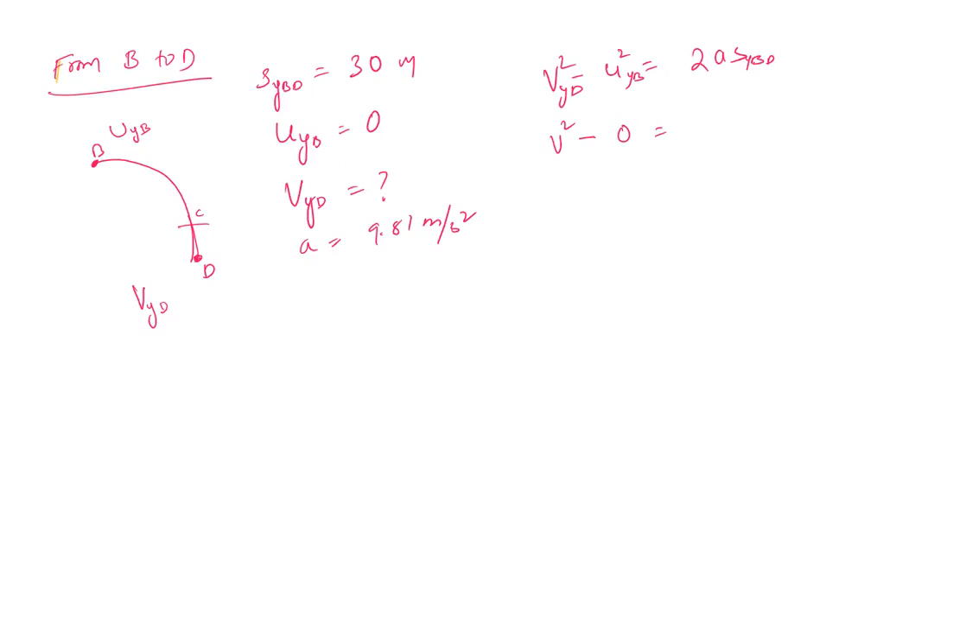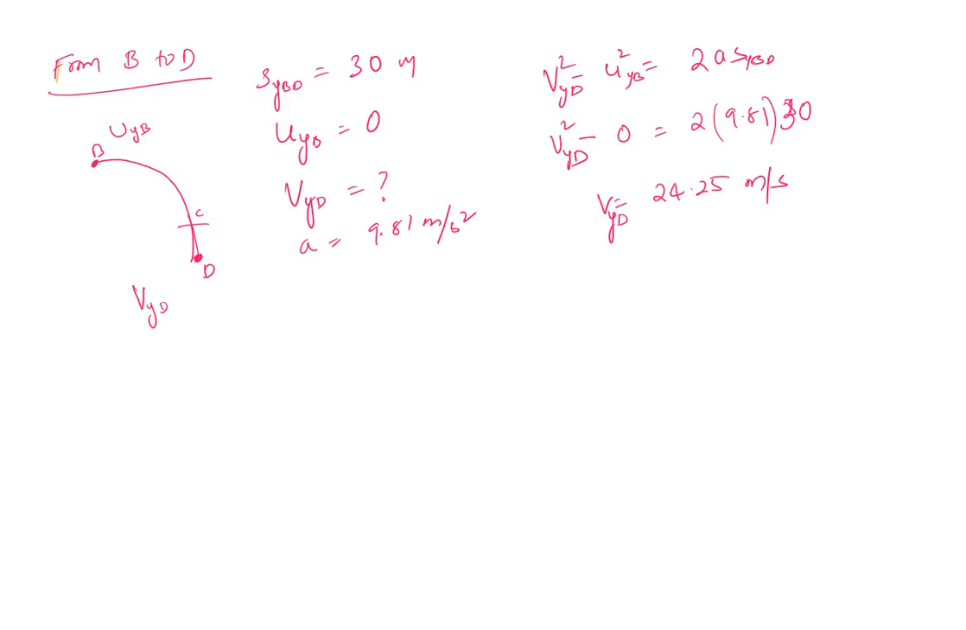This is 0 is 2 times 9.81 times 30. So v is the square root of that, which comes to 24.25 meters per second, v_yD. Okay. So when the ball hits here, its velocity is this much.